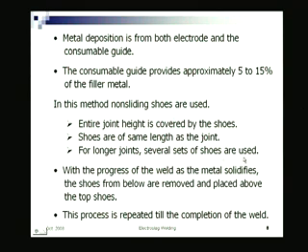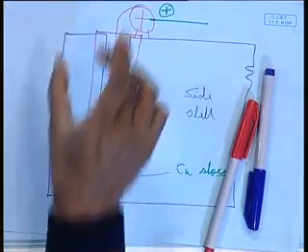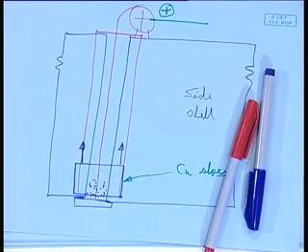For longer joints, several sets of shoes can be used. With the progress of weld, as the metal solidifies, the shoes from below are removed and placed on top. Instead of having a sliding mechanism, it is as if you are fixing it to the surface. You just remove and put on top. Anyway, it sounds simpler and easier, but in reality the sliding arrangement is better, more effective.